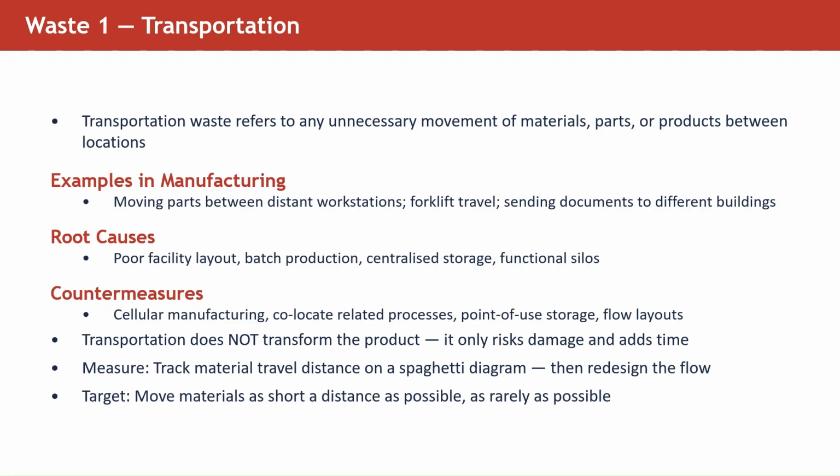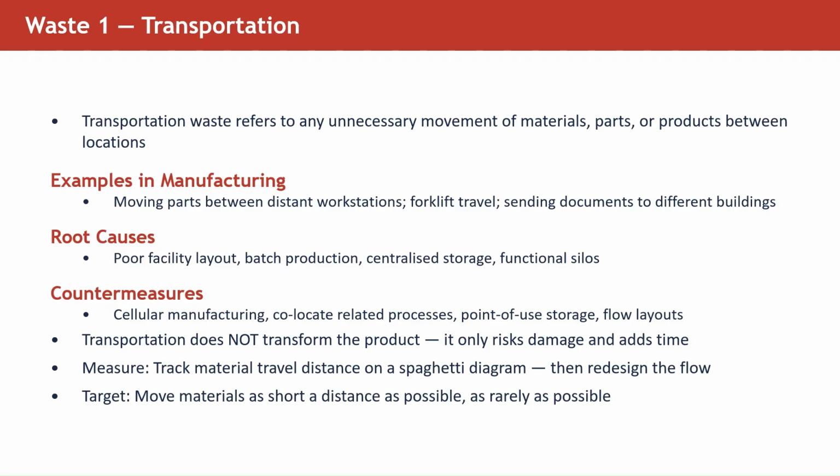Transportation is a very important phenomenon when we talk about any large manufacturing industry. Transportation waste is any unnecessary movement of material, parts, or finished products between locations. And notice, I said unnecessary. Some transportation is unavoidable, but most of it is a symptom of poor facility design. Examples: a machine component being moved by forklift across a large factory to the next operation, documents being physically carried between buildings for signatures, parts being moved in and out of a central warehouse when they could go directly to the next workstation.